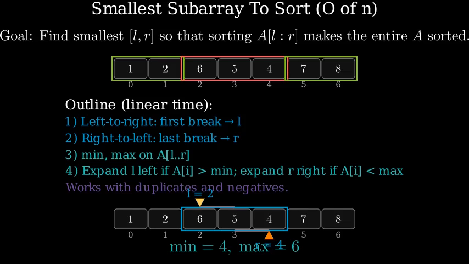Expand left while any previous item is greater than min. 2 is not greater than 4, stop. Expand right while any next item is smaller than max. 7 is not smaller than 6, stop. The smallest subarray to sort is indices 2 through 4 inclusive.